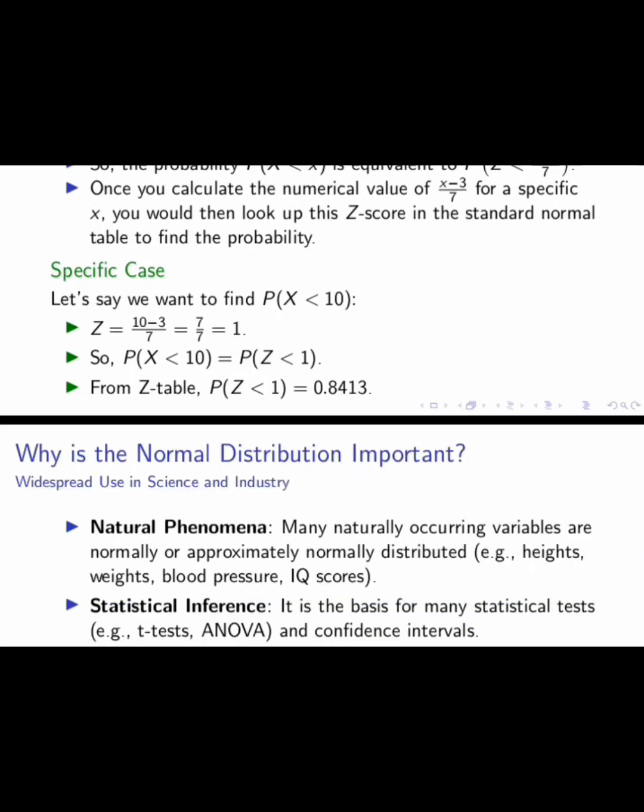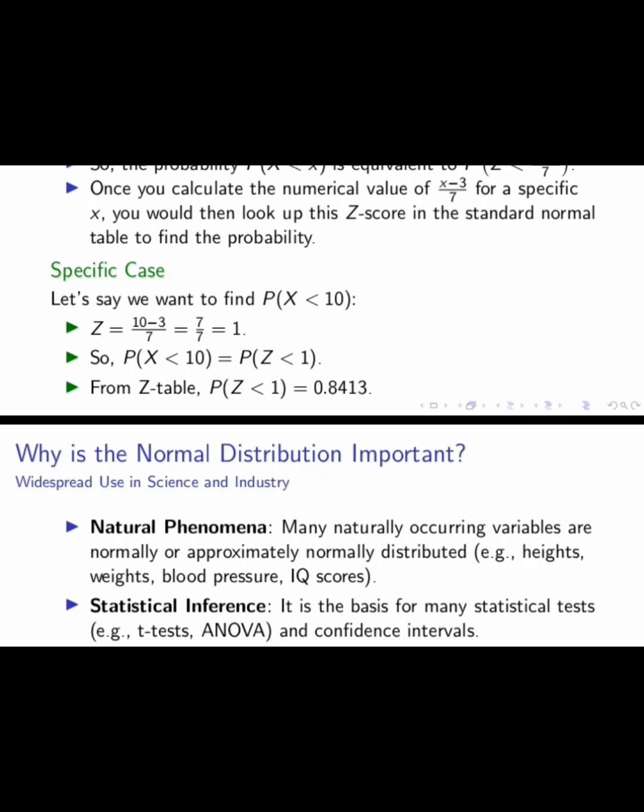So the probability of X less than x will therefore be equivalent to the following. We are now converting the normal distribution to a standard normal distribution by introducing Z. What we found is the z-score, and finding the z-score means that you are navigating from a normal distribution down to a standard normal distribution. So that becomes the probability of Z less than (x minus 3) over 7.